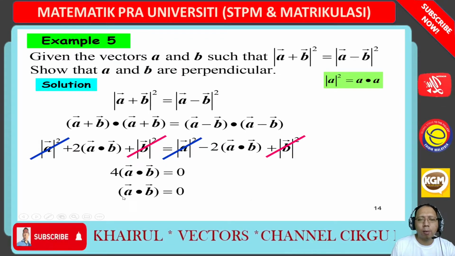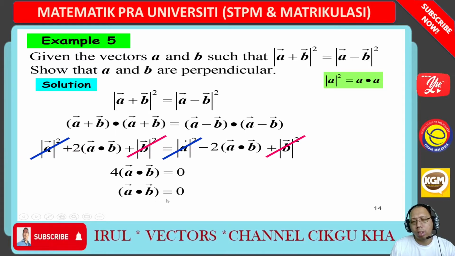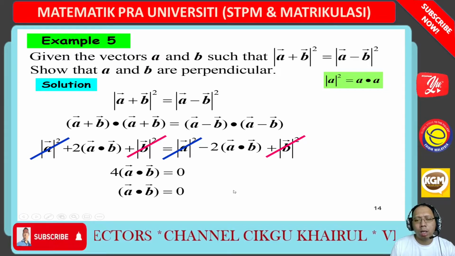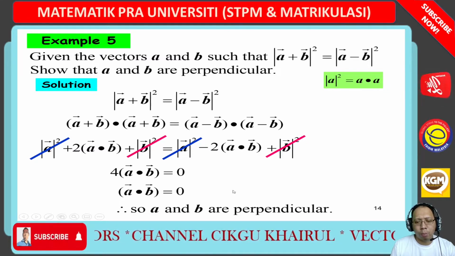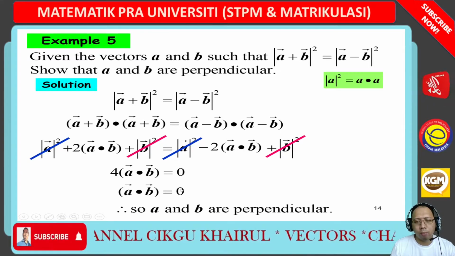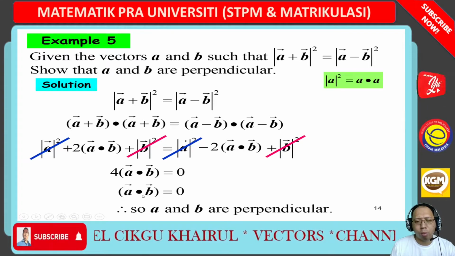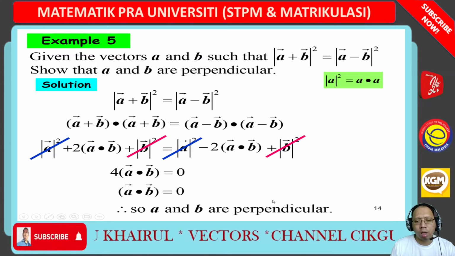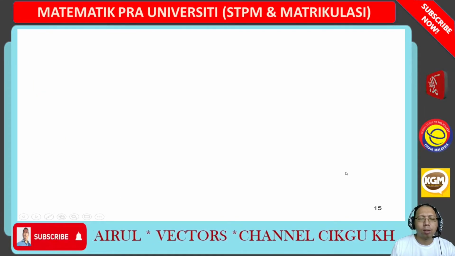From this equation, we know that a dot b equal to 0, meaning that a and b are perpendicular. Okay, so this is the property for the scalar product. If two vectors' dot product is 0, then we can say that a and b are perpendicular.